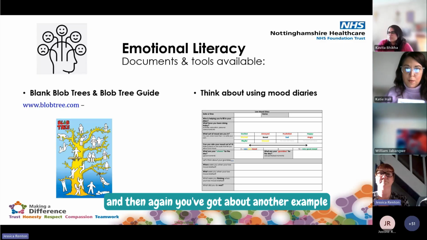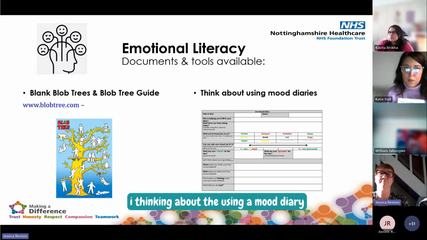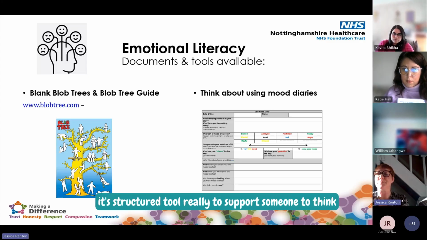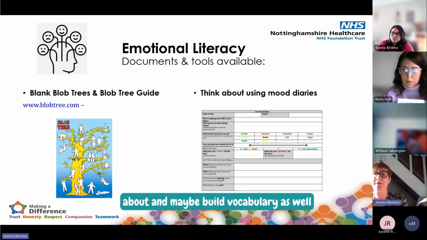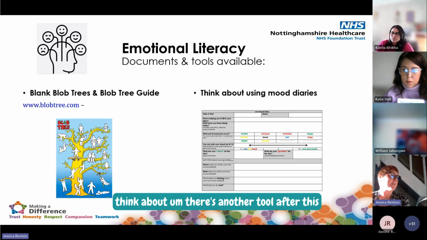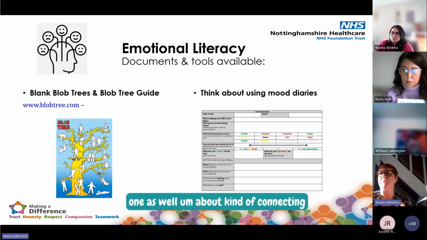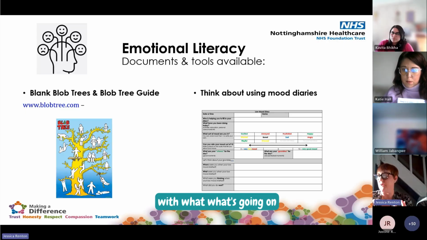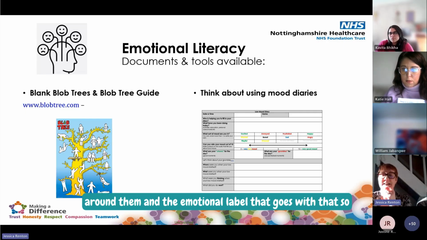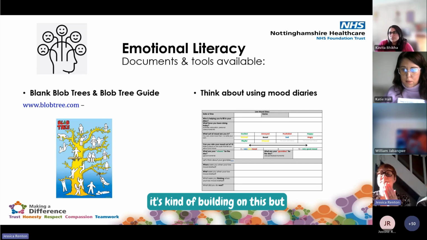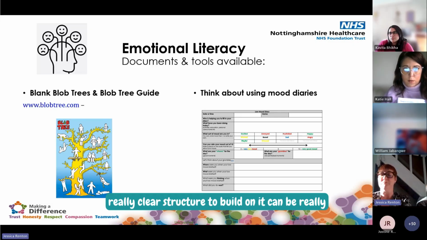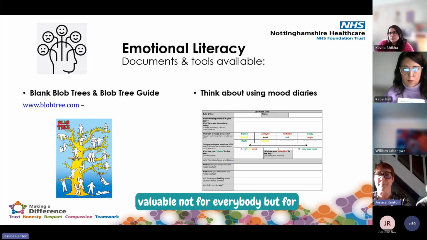And then another example is thinking about using a mood diary. It's a structured tool really to support someone to think about, and maybe build vocabulary as well. There's another tool after this one as well, about connecting what they might be feeling internally with what's going on around them, and maybe the emotional label that goes with that. So it's building on this, but needing that support to do it as well, and having a really clear structure to build on can be really valuable. Not for everybody, but for some people.